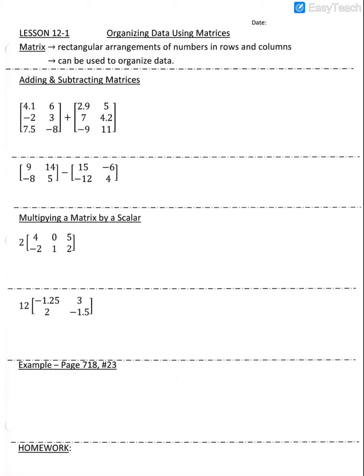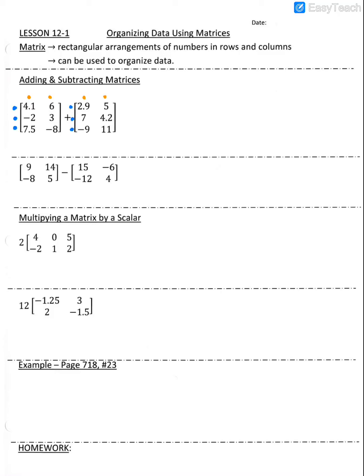And when we're adding or subtracting them, we can only add or subtract if the matrices themselves are the same size. So what I mean by that is that this first one, let me grab my pencil, has 3 rows, and the second one has 3 rows. Okay, so that's a good start. Then we need to check and make sure they have the same number of columns. So the first one has 2 columns, the second one has 2 columns. That means that they're the same size. Okay, so they have to be the same shape, same size, and then you're good to go.